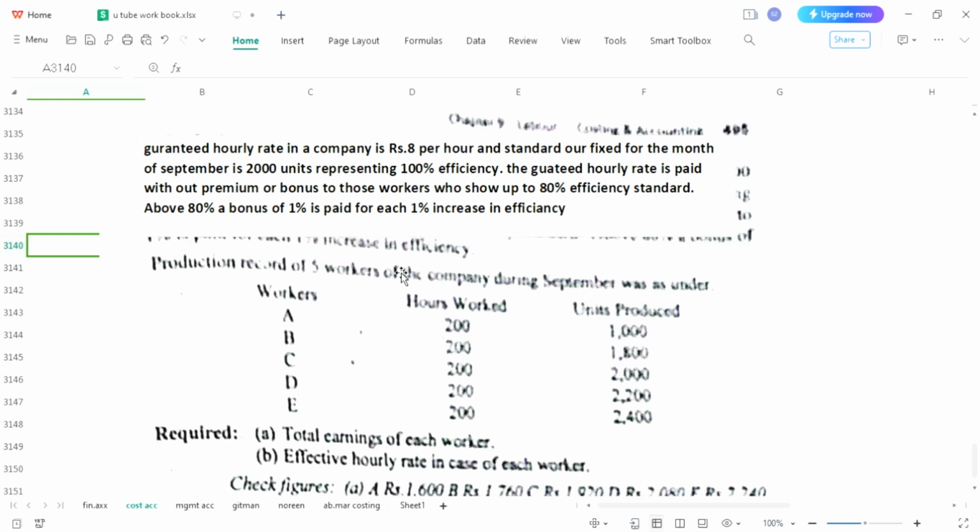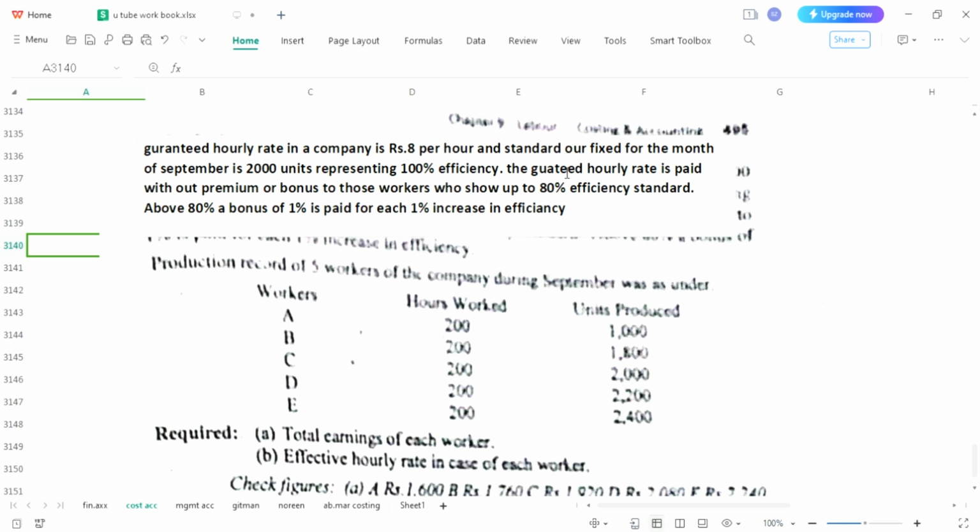Hours worked by the worker would be multiplied with per hour rate. That's the simplest thing which we are going to do over here. You can see it has been said guaranteed hourly rate is 8. That means per hour rate is given as 8.